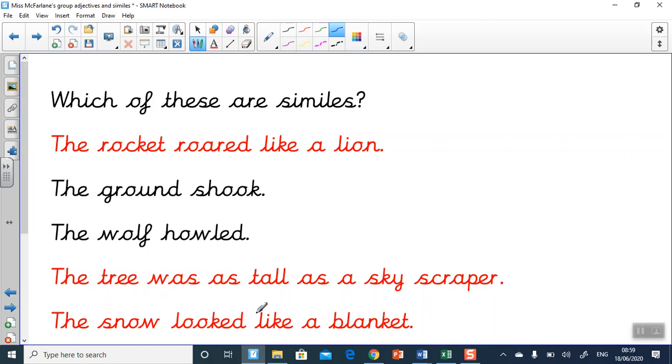The snow looked like a blanket is also a simile because we've used the word like, okay? So we know that a blanket is soft and smooth and has no bumps in it. So that's how we've described what the snow looks like. We've described the snow as looking like a blanket. So it's covering everything. It's soft, it's smooth.